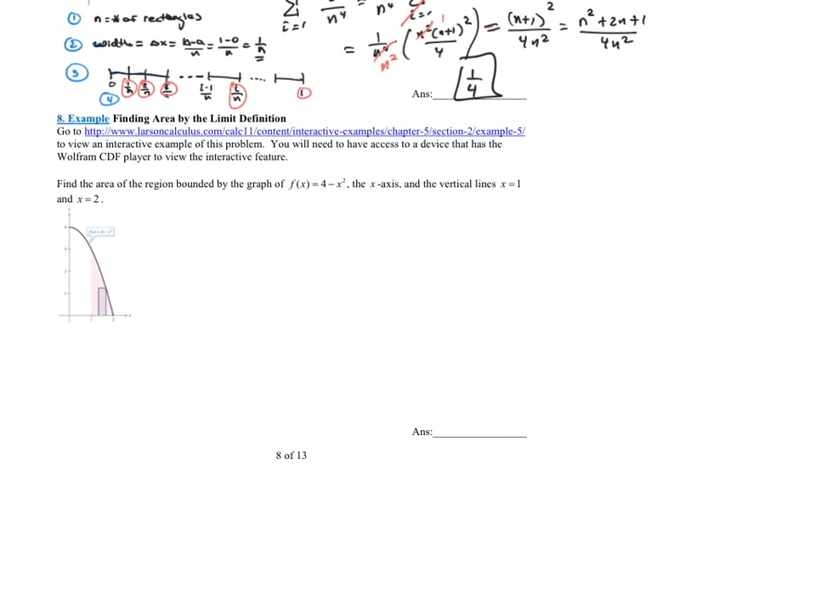Let's give this a try again. Let's look at example 8. It says, find the area of the region bounded by 4 minus x squared, the x-axis, and the vertical lines x equals 1 and x equals 2. So again, we're not using left endpoints, we're not using right endpoints, we're not using midpoints. We're using any point on the interval, and we're using n rectangles. So let's see if we can do it.